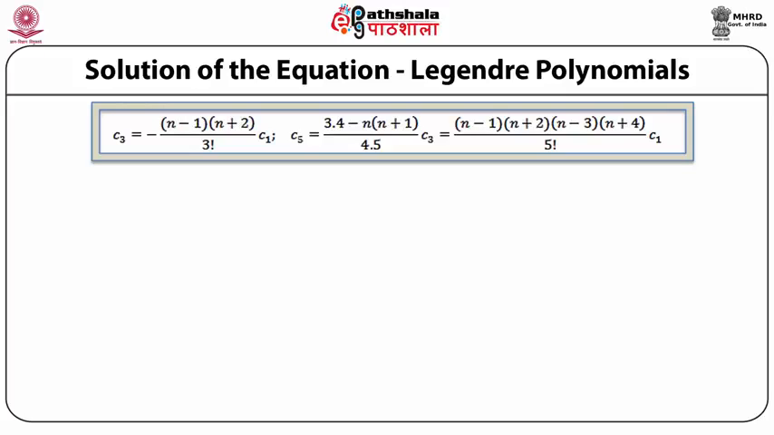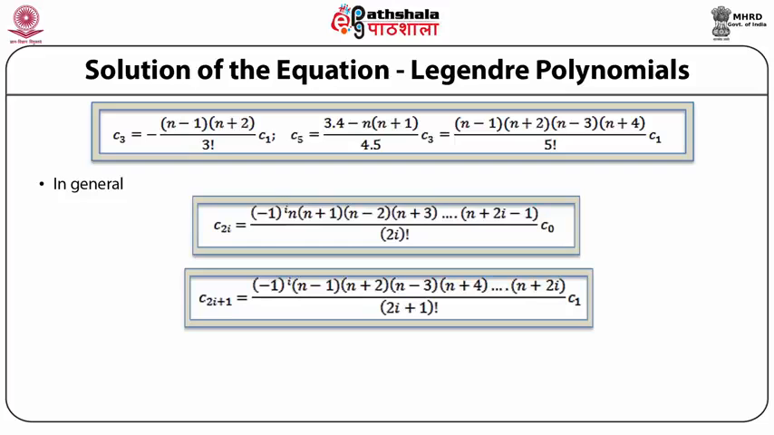Continuing in this way, we obtain the general expression for the even and odd indices respectively, given by C_{2i} = (−1)^i n(n+1)(n−2)(n+3) and so on till (n+2i−1) C0/(2i)!. C_{2i+1} = (−1)^i (n−1)(n+2)(n−3)(n+4) and so on till (n+2i) C1/(2i+1)!.